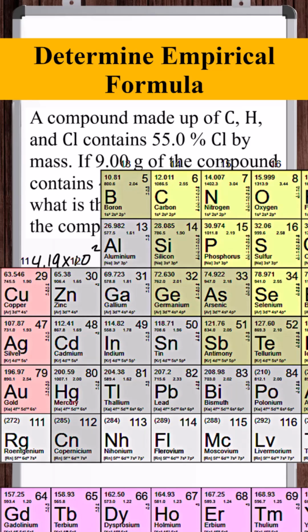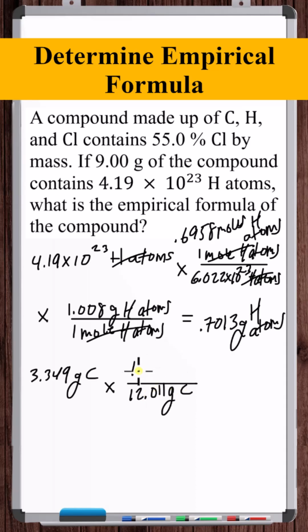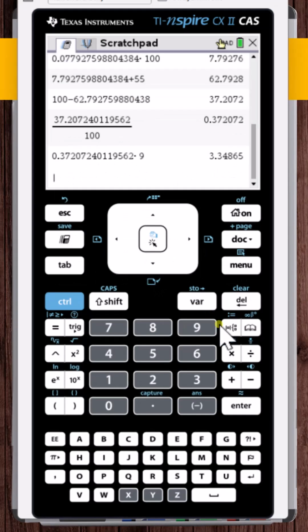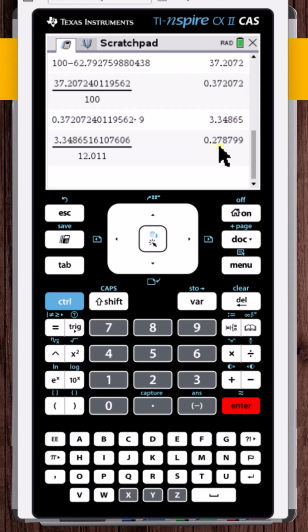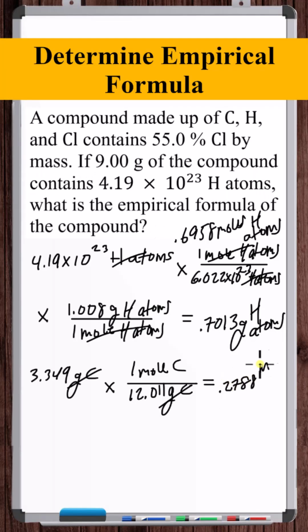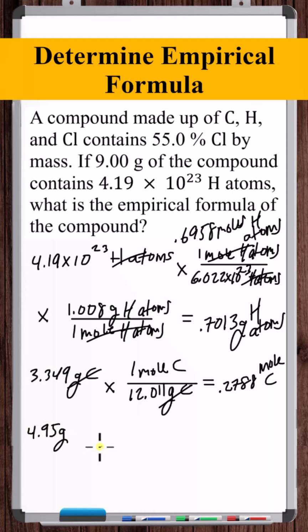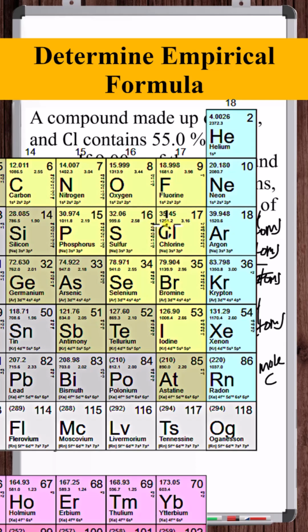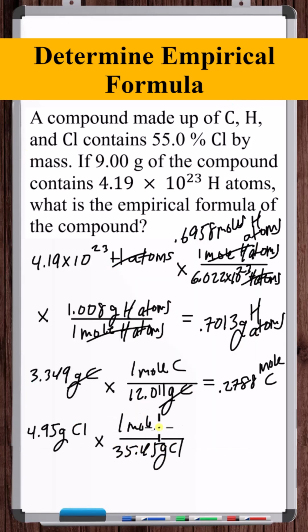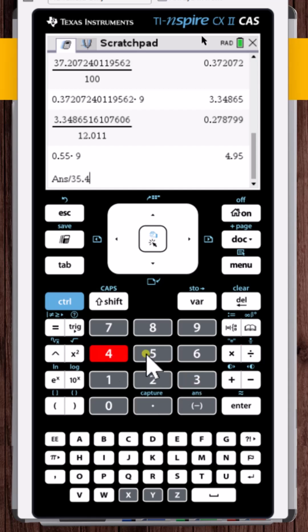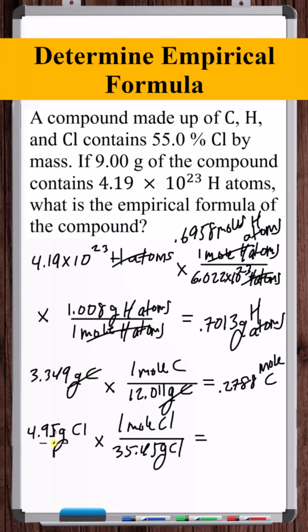Molar mass 12.011. 0.2788. Okay, now let's convert the grams of chlorine to moles. So 55% of 9, 4.95 grams. Molar mass of chlorine is 35.45. 0.1396 moles of chlorine.